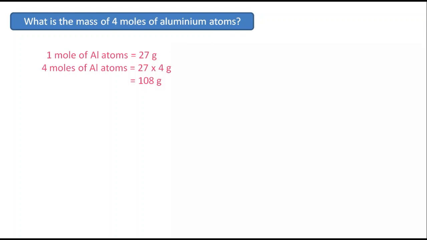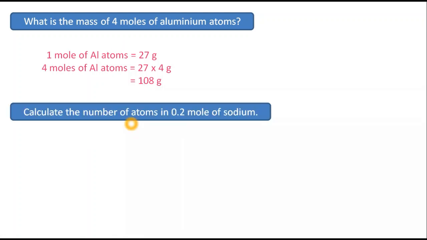And what is the gram atomic mass of aluminium? That is 27 grams, right? But we are having 4 moles. So 4 moles is equivalent to 27 into 4, that is equivalent to 108 grams. That means the mass of 4 moles of aluminium is 108 grams.